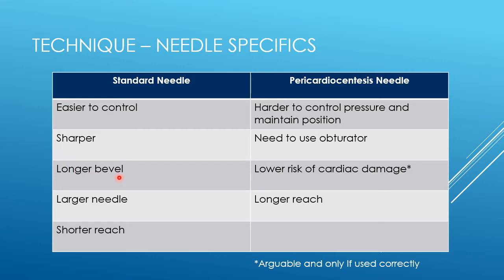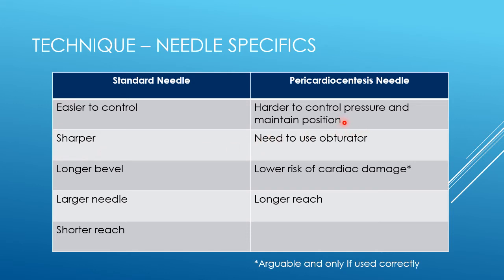The longer bevel does mean that there is a longer breaking distance, and the larger needle means that this little knife tip on the end of the needle is longer. And it has a shorter reach than a pericardiocentesis needle, but these disadvantages are outweighed by the fact that it is easier to control because it's shorter and it's sharper, so you get through potentially tough fibrous tissues more easily.